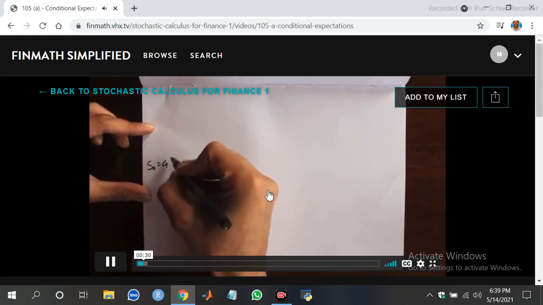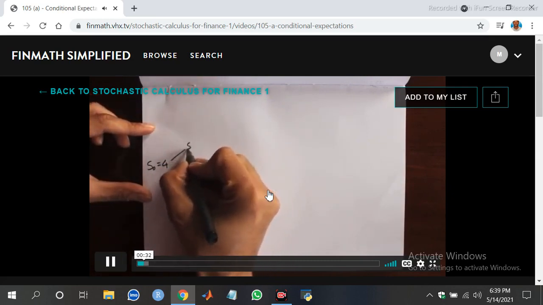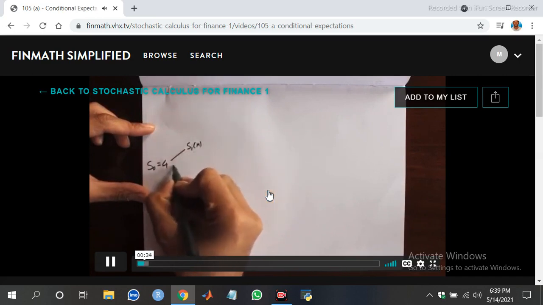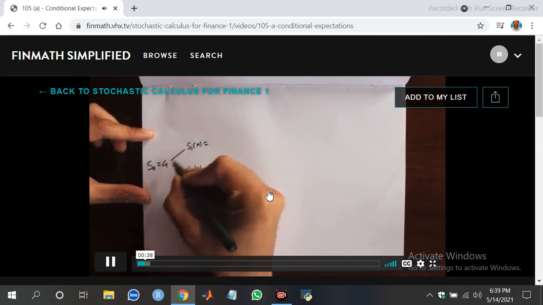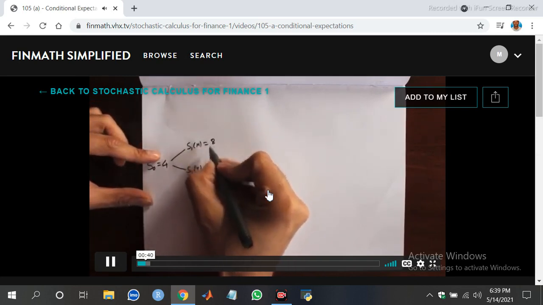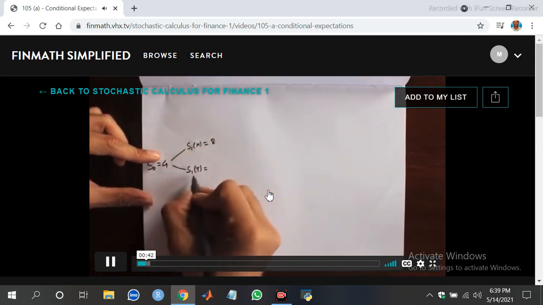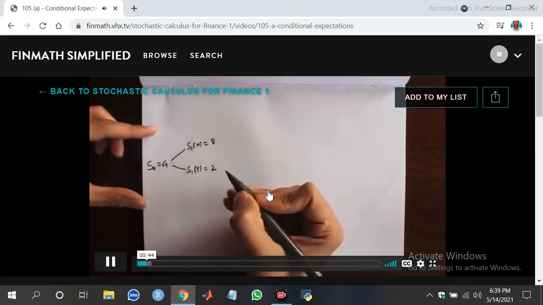Okay, so let's see what happened in the first coin toss. We can either get a head or a tail, right? And as we said, if we get a head, the stock would double up, so it will become 8. If we get a tail, the stock would become half, so it would become 2.